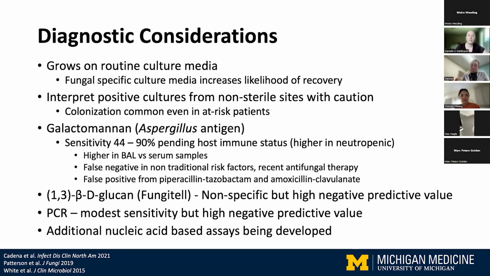There are a couple of tests that we tend to send to help sort this out. One is galactomannan, also called Aspergillus antigen. In EPIC at Michigan, it's Aspergillus antigen. That is a polysaccharide antigen that's primarily in the cell walls of Aspergillus species mold. The sensitivity of that really varies depending on the host's immune system, up to 90%, but in some cases only 44%. Better sensitivity in neutropenic patients, and you also get better sensitivity in BAL samples versus serum samples.